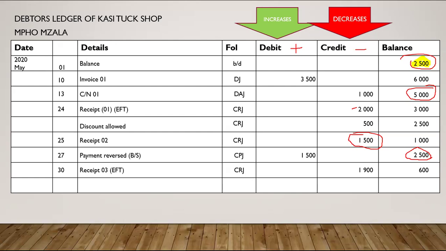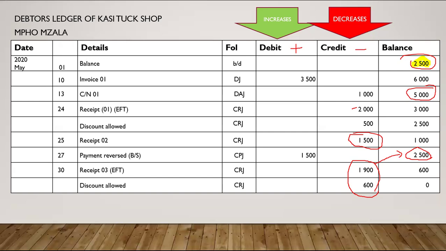This 600 was offered as a discount. So you will write discount allowed. This will come from the CRJ. You will record it on the credit side as 600. And this will result in Mpomzala owing us nothing. In essence, Mpomzala was owing us 2.5, but because we gave her a discount, she ended up paying us 1.9. When you combine the discount and the payment that we received, it makes up the 2.5 that Mpomzala was owing us. You got that? Good.